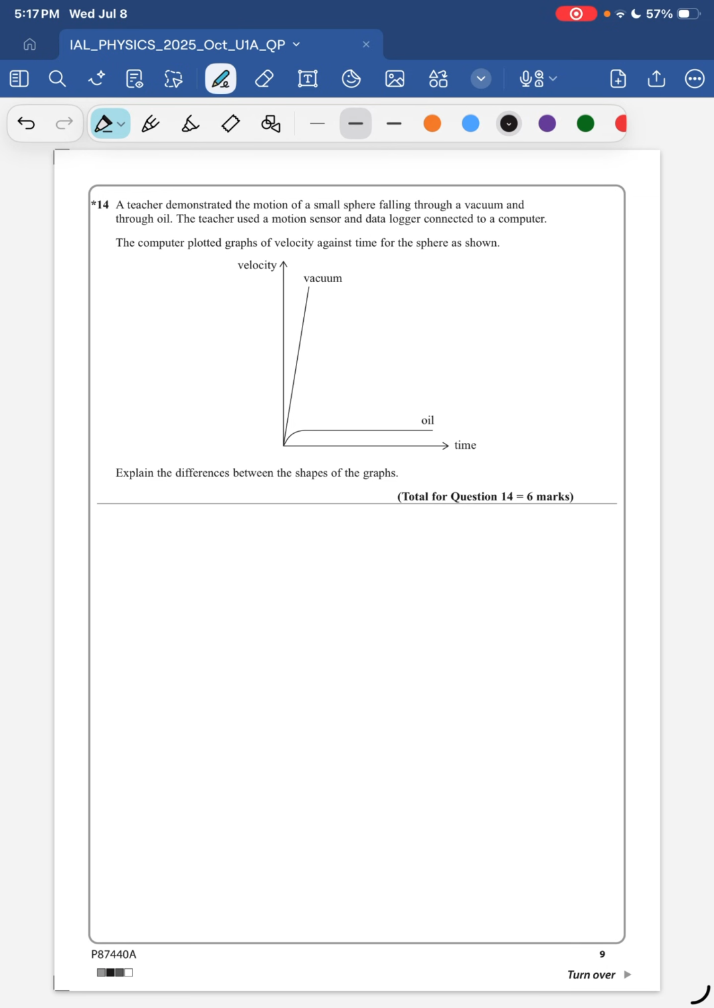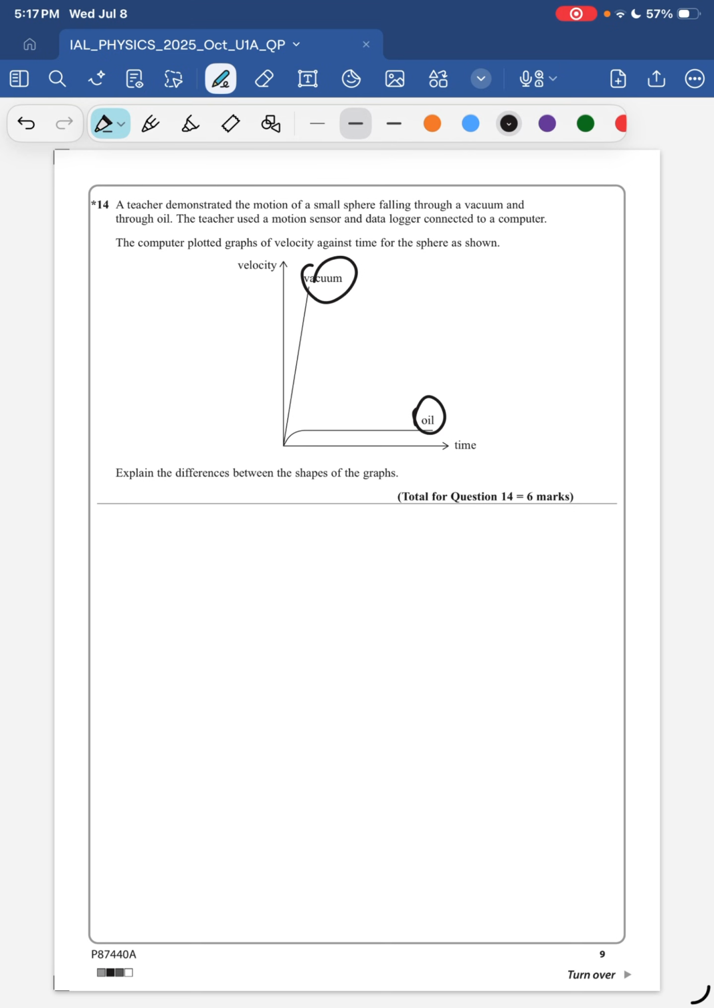Okay, question 14. A teacher demonstrated the motion of a small sphere falling through a vacuum and through oil. The teacher used a motion sensor and data logger connected to a computer. The computer plotted graphs of velocity against time for the sphere, which are shown. Okay, so we have the velocity versus time for the oil and the vacuum, okay?